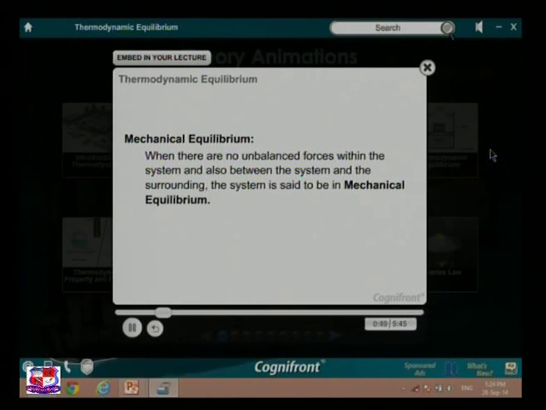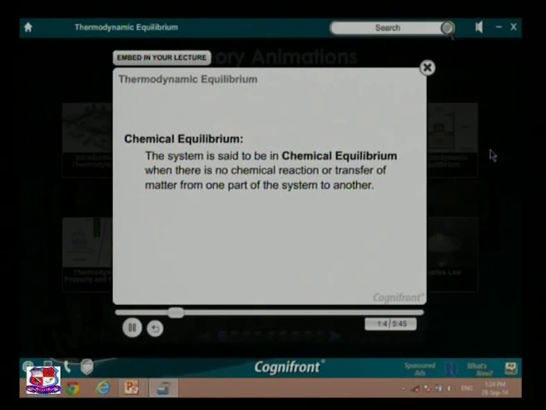When there are no unbalanced forces within the system and also between the system and surroundings, the system is said to be in mechanical equilibrium. The system is said to be in chemical equilibrium when there is no chemical reaction or transfer of matter from one part of the system to another.